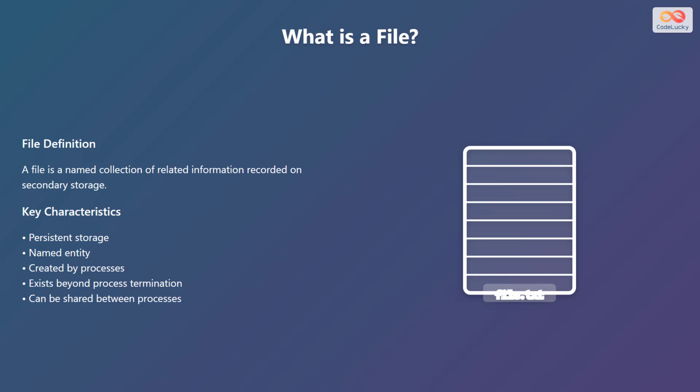First, files provide persistent storage, meaning that the information stored in a file remains intact even when the computer is turned off. Second, a file is a named entity, which means that it has a specific name that you can use to identify and access it. Third, files are created by processes, such as when you save a document or create a new image. Fourth, files exist beyond process termination, meaning that they continue to exist even after the process that created them has finished running. Finally, files can be shared between processes, allowing different applications to access and modify the same data.